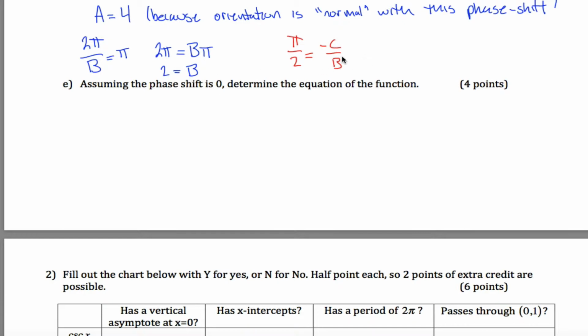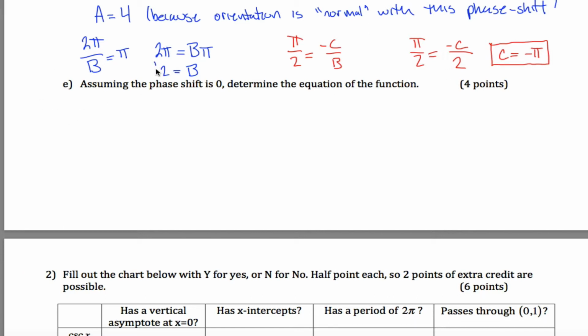But b I figured out was 2. So I got pi over 2 equals -c divided by the 2 that I figured out b was equal to. So you probably just stare at this and figure out that c equals -pi. In order to make this the same as this, I got to get rid of the negative, so negative, and then change the c into a pi. Either that or solve for it algebraically. One way or another, you get that c is equal to -pi.